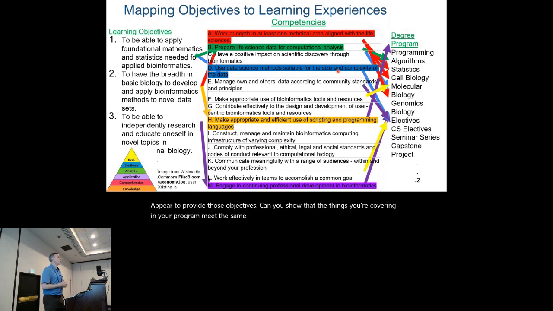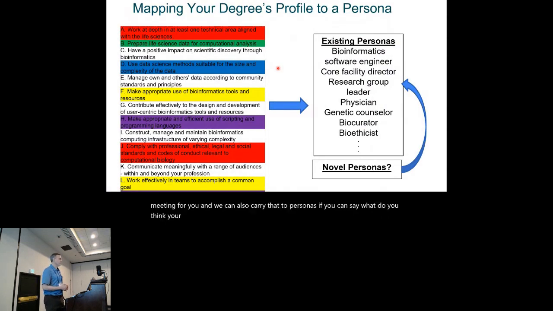If you can say, what do you think your program is training people to do? Can you also describe that in terms of competencies, map that through this framework, and show that those match to one another? And that's basically the fundamentals of using a competency framework to assess a program. In terms of the competencies, do the different elements of the program, objectives, experiences, and the personas you're trying to get to, the outputs of the program, align to one another?